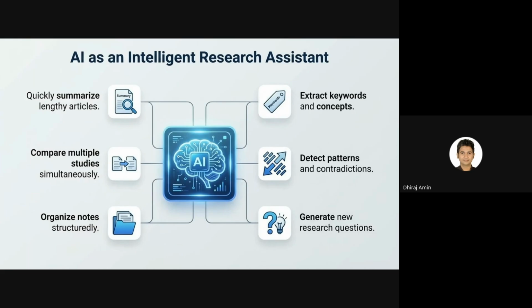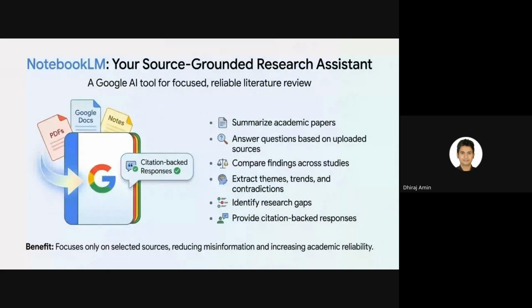And the most important point, whenever we do a literature review, our objective is to find out the research gaps, to find out new research questions, right? The same thing we can now do easily by using AI.